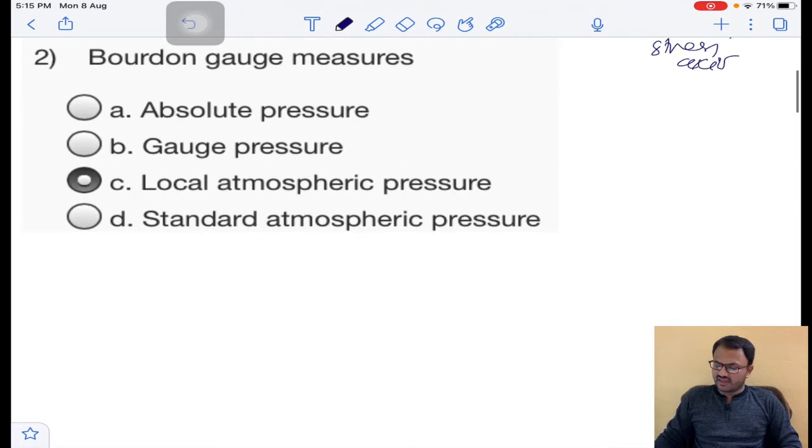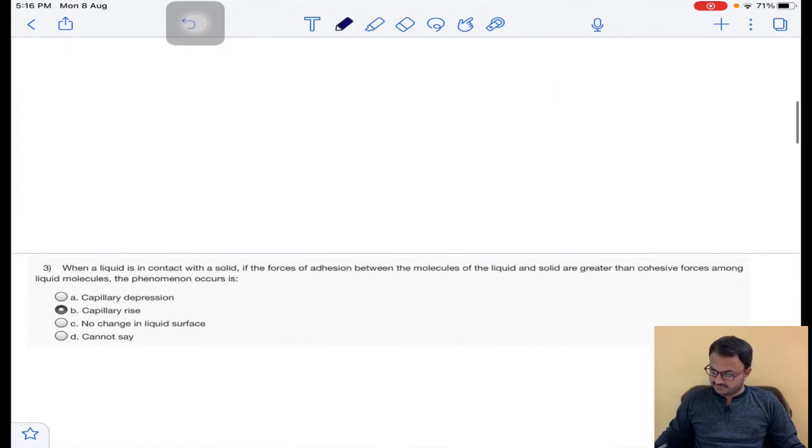And next, Bourdon gauge measures. It is an instrument other than U-tube manometers and piezometers. These are all mechanical gauges which are useful for measurement of pressure in different forms. So coming to the Bourdon gauge, it measures local atmospheric pressure. With the help of a Bourdon gauge, you can measure local atmospheric pressure. Wherever you are, the atmospheric pressure at that location can be measured. So the answer for 2 is C.